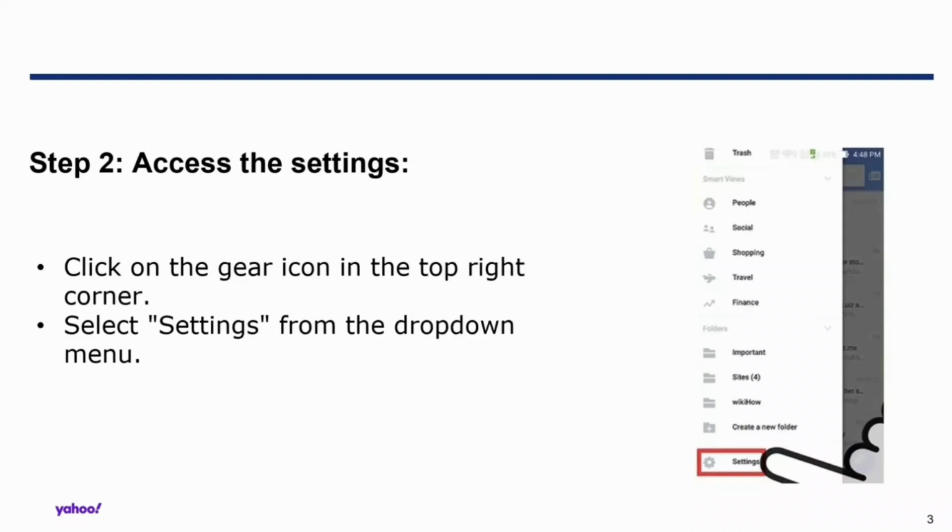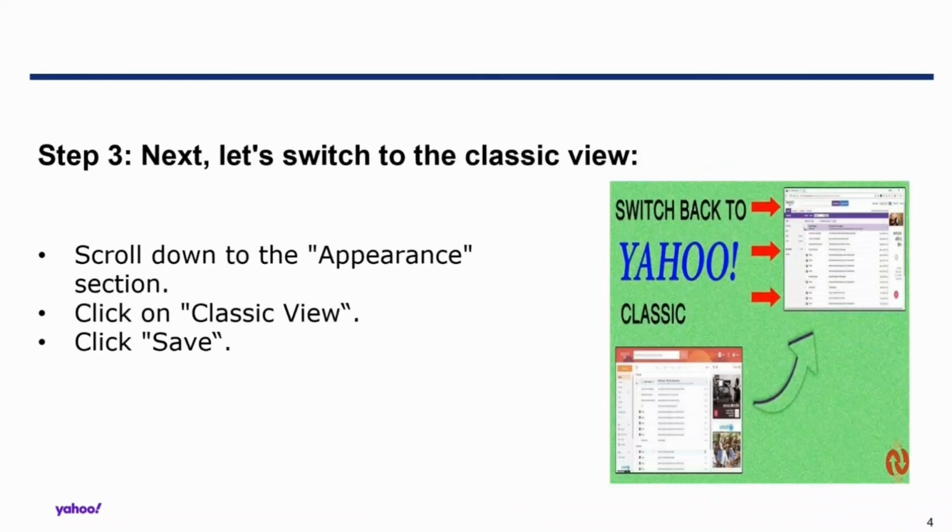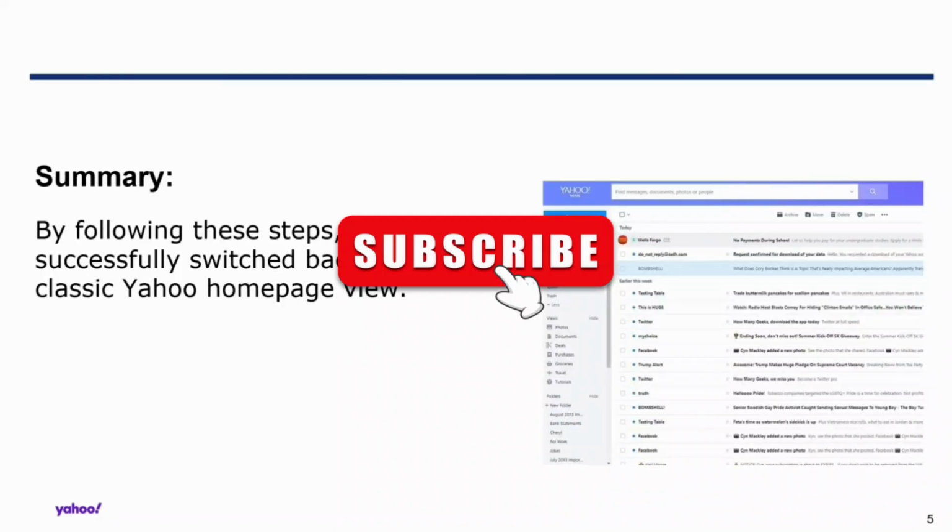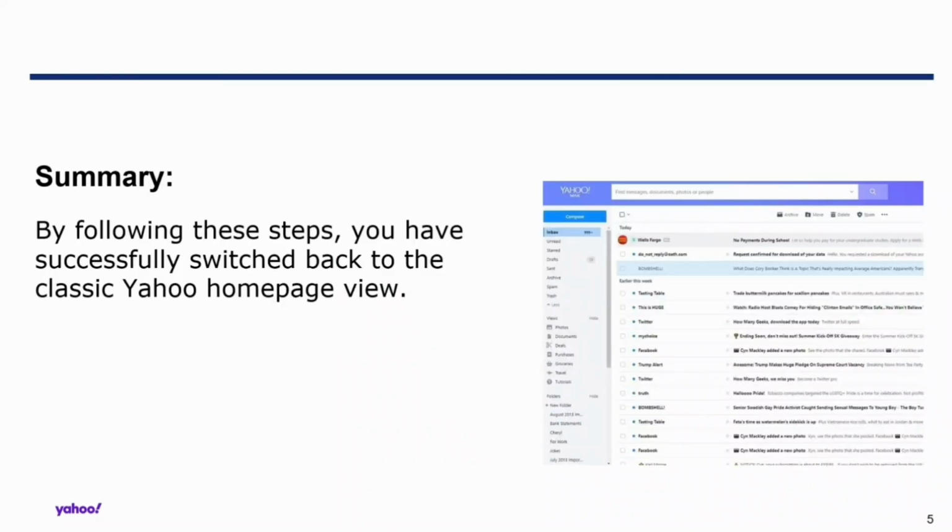After that, select settings from the drop down menu, and on step 3, switch it to the classic view. Scroll down to the appearance section and click on the classic view. After that, click on save, and by following those steps, you'll be successfully switched back to the classic Yahoo homepage view. So that is it. That is how you can change your Yahoo homepage back to classic view by following this method.